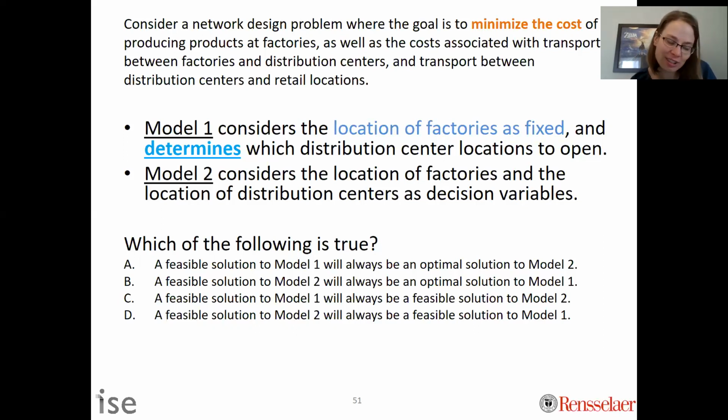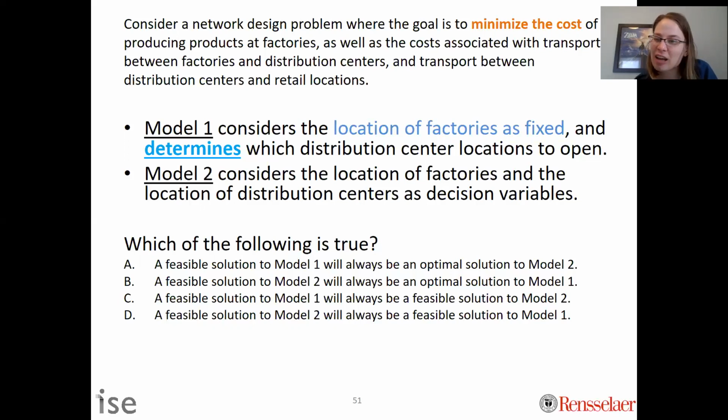So the correct answer to this problem is A. A feasible solution to model 1 will always be an optimal solution. Or sorry, the correct answer is C. Sorry, A is not the correct answer. The correct answer is C. A feasible solution to model 1 will always be a feasible solution to model 2.